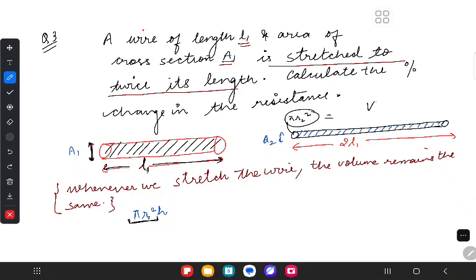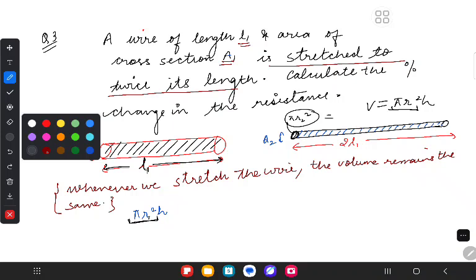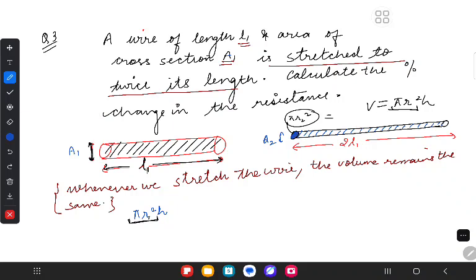So when I put into the volume, pi r square h, what is pi r square? That is the area of the circular part. And if that is the area of the circular part, it would basically mean what? This is area 1 into length 1, yes or no? And this is area 2 into length 2. So can I say that pi r1 square h1 is equal to pi r2 square h2? So pi r1 square is A1, so A1 h1 is going to be equal to A2 h2. Are we understanding? So A1 h1 here is going to be equal to A2 h2. Got the point? Yes or no?